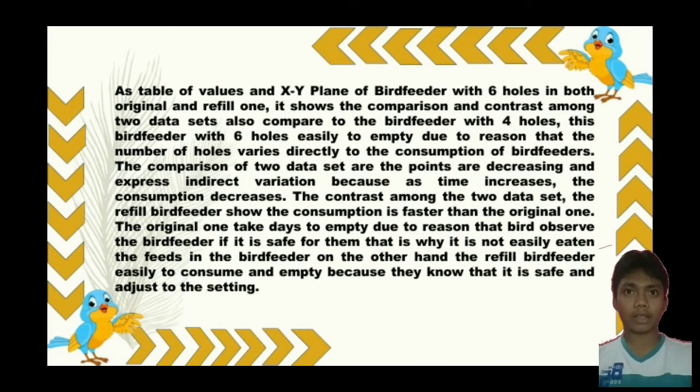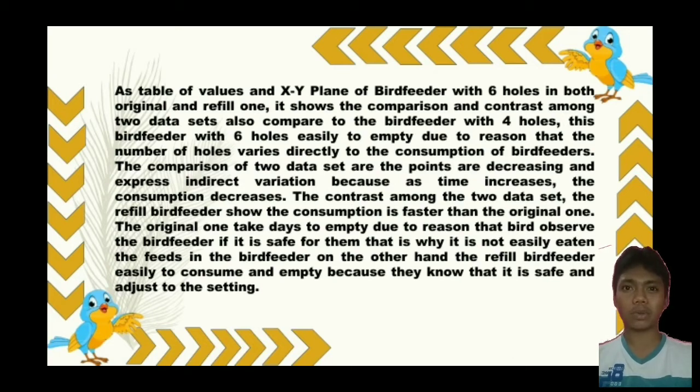A table of values on the x and y plane of a bird feeder with 6 holes, in both the original and refilled one. It shows the comparison and contrast between the 2 data sets, also compared to the bird feeder with 4 holes. This bird feeder with 6 holes is easier to empty because the number of holes varies directly with the consumption of the bird feeder.